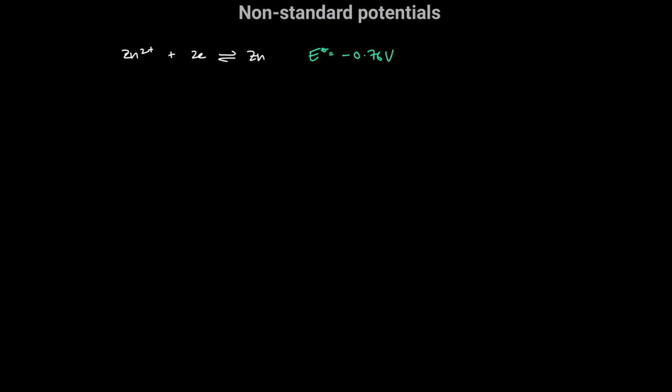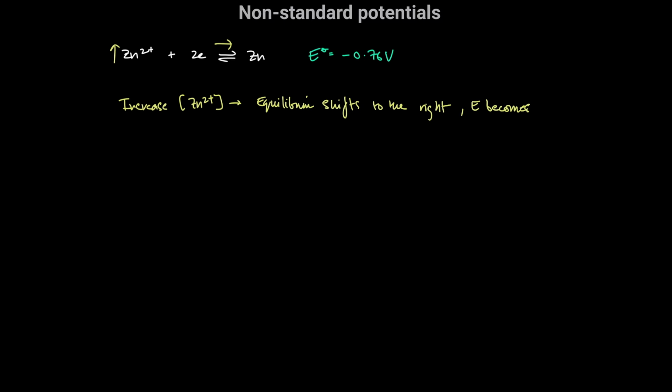Now over here I can say that if I increase the concentration of Zn2+, my equilibrium will shift to the right, and the value for the electrode potential will become less negative. If I increase the concentration of Zn2+, the equilibrium shifts to the right, and E becomes more positive, or less negative in this case.